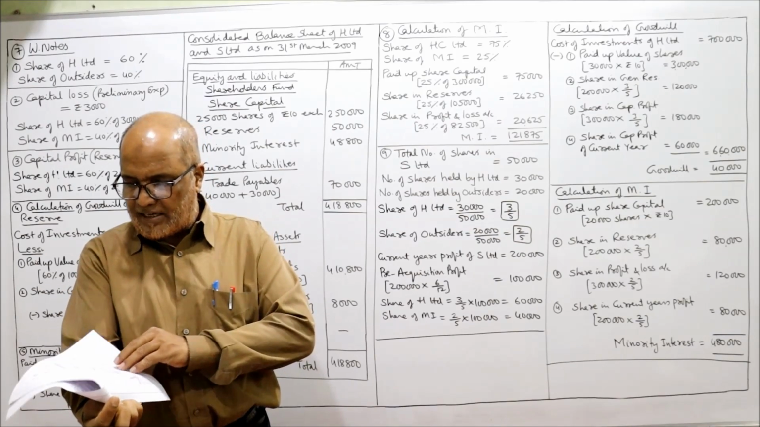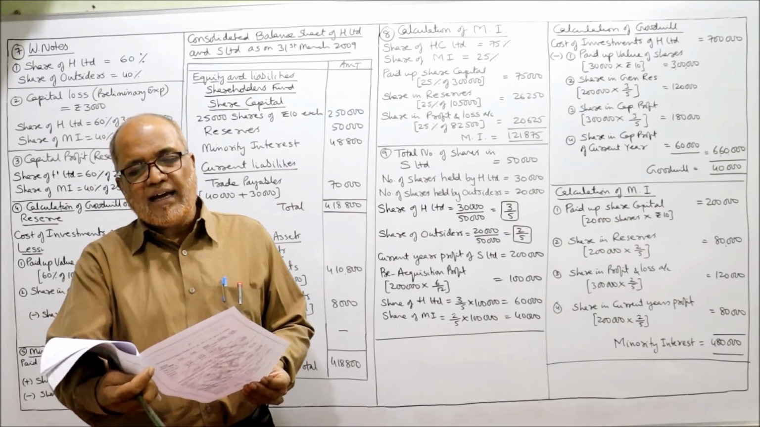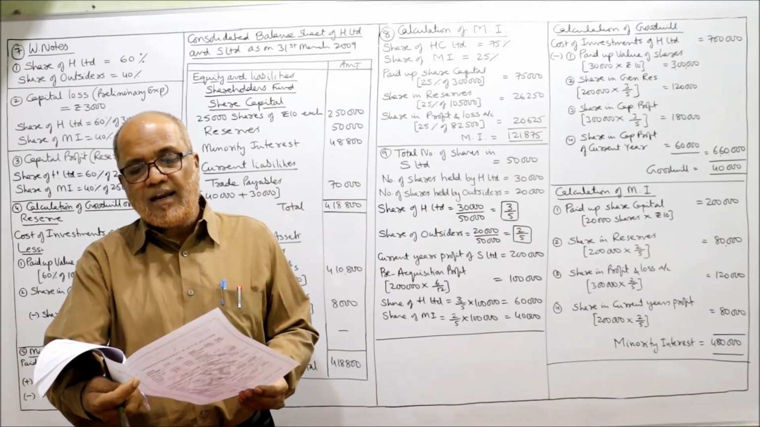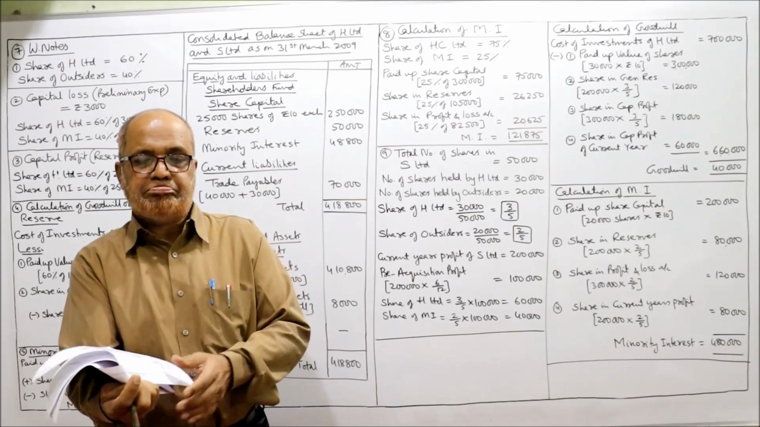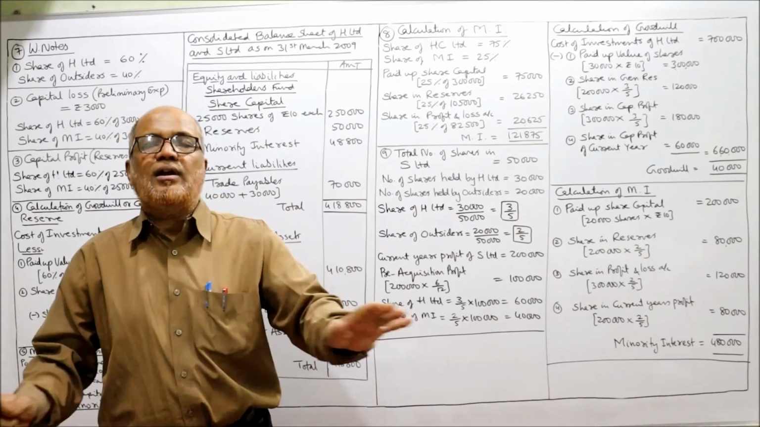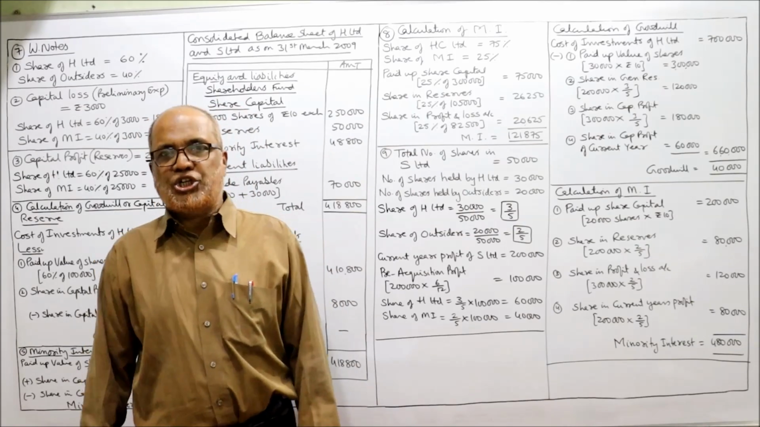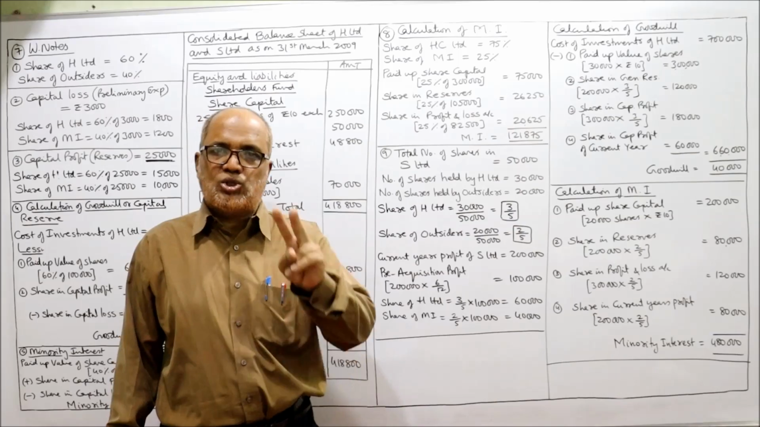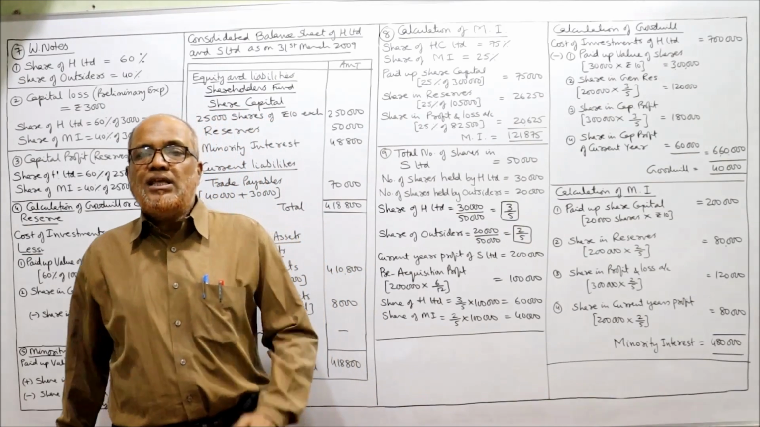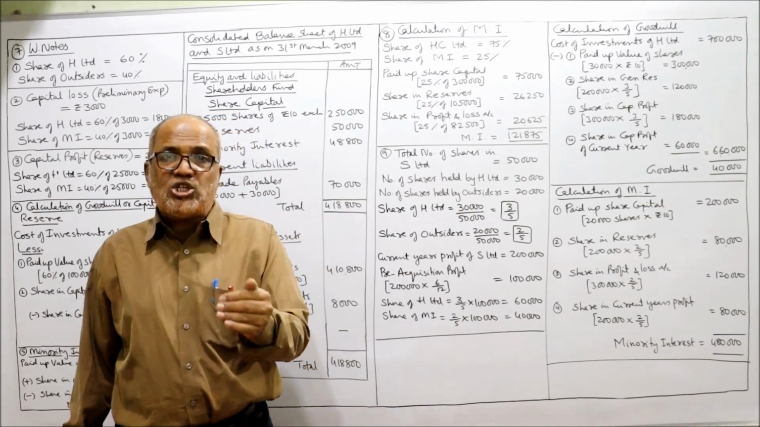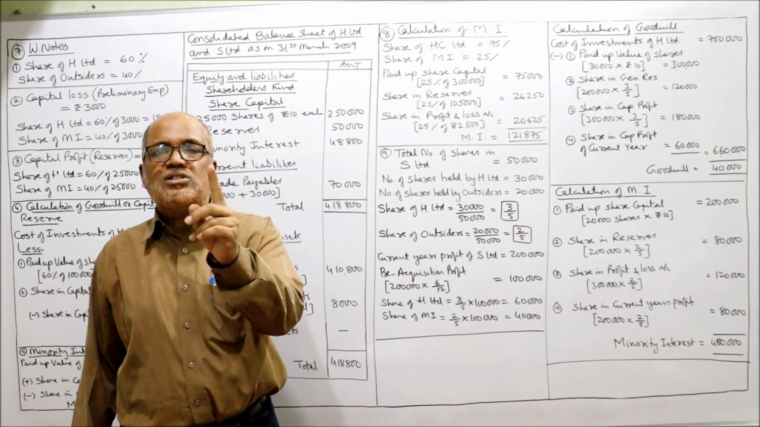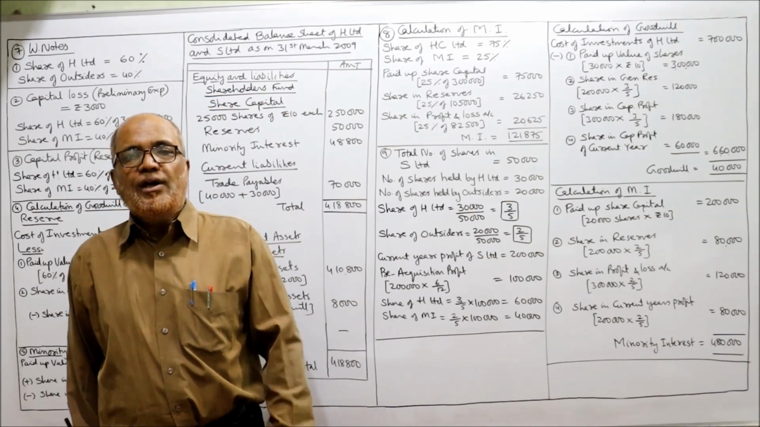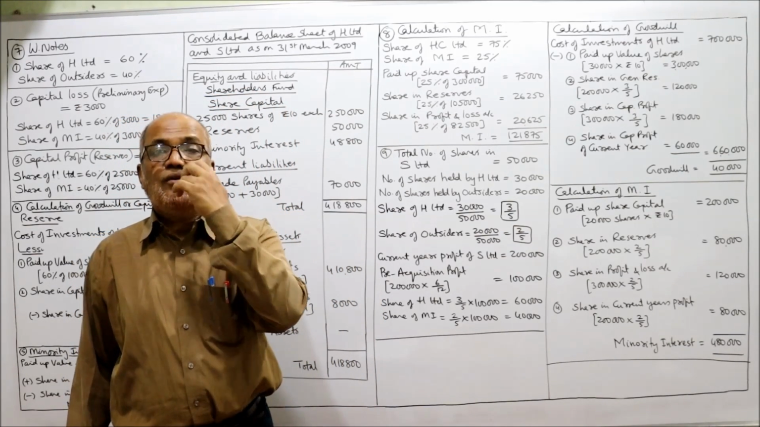What it is asking, next page, H Limited acquired the shares in S Limited on 1st October 2003. Calculate the goodwill and minority interest. In this problem, we are not required to make the consolidated balance sheet. We are required to calculate the goodwill and minority interest. These two items we have to calculate. Now, the shares are acquired by H Limited in S Limited on 1st October 2003. We are closing the accounts on 31st March 2004.